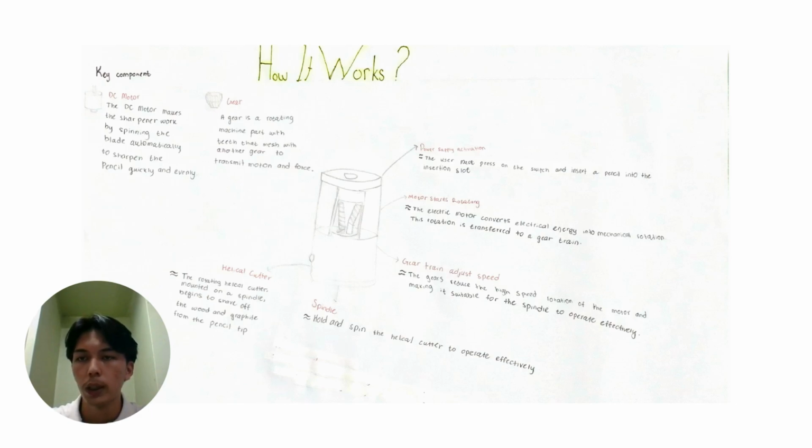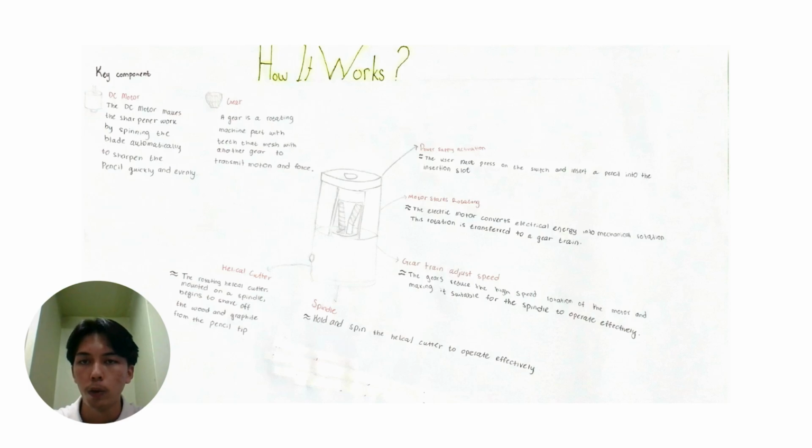So the first one is the DC motor. The DC motor makes the sharpener work by spinning the blade automatically. It sharpens the pencil quickly and evenly. And the next component is gear. A gear is a rotating machine part with teeth that mesh with another gear to transmit motion and force. So they are key components.